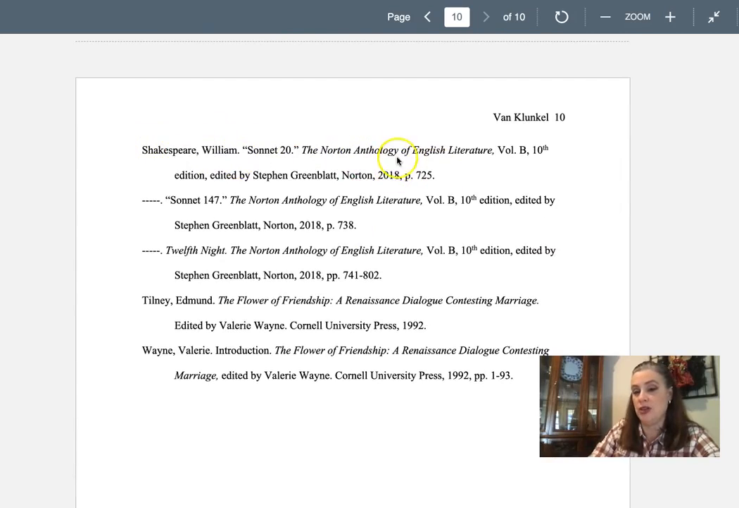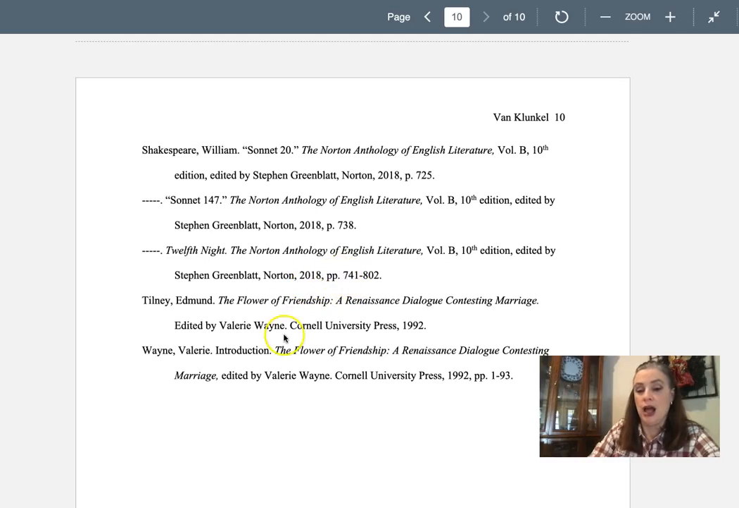So this is not the same anthology as you're using, of course, because I'm not just going to write your citations for you. But you see how I give the author, and if it's a short poem, then I would put it in quotes. If it was something longer, I would have italicized it like I did for Twelfth Night here. Then I give the name of the anthology, its volume and edition, who the editor was, the publisher, the date, and the page number or page range in this case.